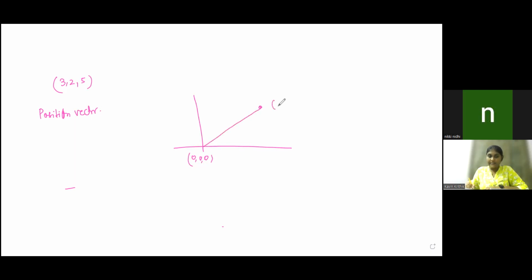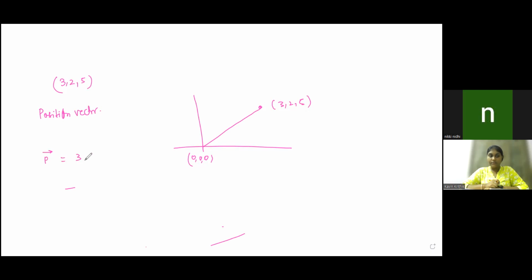Then there is a question. The question says the position of a particle in a rectangular coordinate system is 3, 2, 5. Write its position vector. Position, which means the origin will be 0, 0, 0. The point is where? At some coordinate 3, 2, 5. So what will be the position vector?